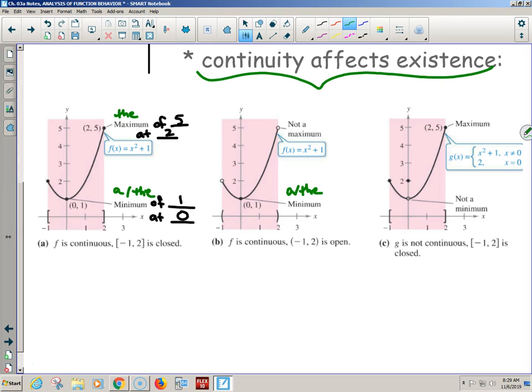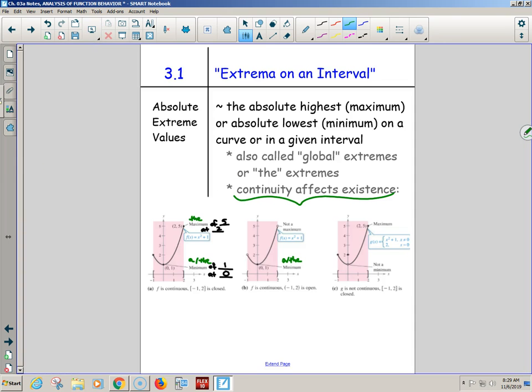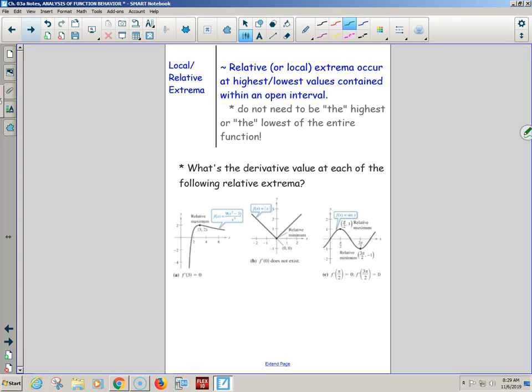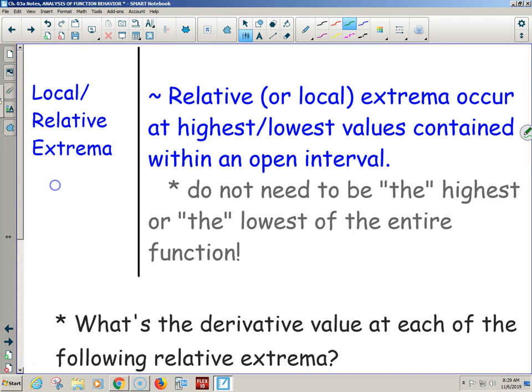This kind of poses a problem because AP questions love to ask at least once or twice, a long answer or multiple choice, maybe both, for absolute extrema. So how do we find them if it's a much more complicated function than a polynomial? Well, before we talk about how to find them, let's talk about the other guy. So absolute highest can happen at endpoints where you cut a graph, or it can happen at natural curvatures.